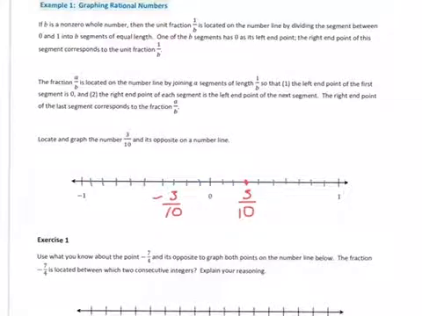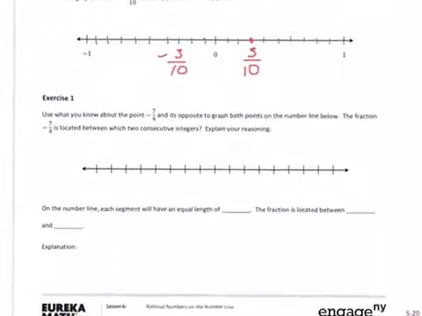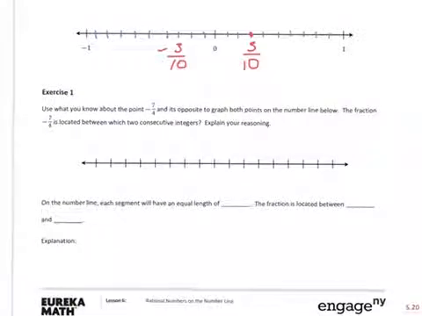Okay, so let's try this example on exercise 1. Use what you know about the point -7/4 and its opposite to graph these points on the number line below. The fraction -7/4 is located between which two consecutive integers? Explain your reasoning. Okay, so there's two things that we have to do here. We have to graph both of the points, the opposite and the one that they gave us, -7/4, and we have to explain what two consecutive integers it's sitting in between. So first I say let's graph the number.